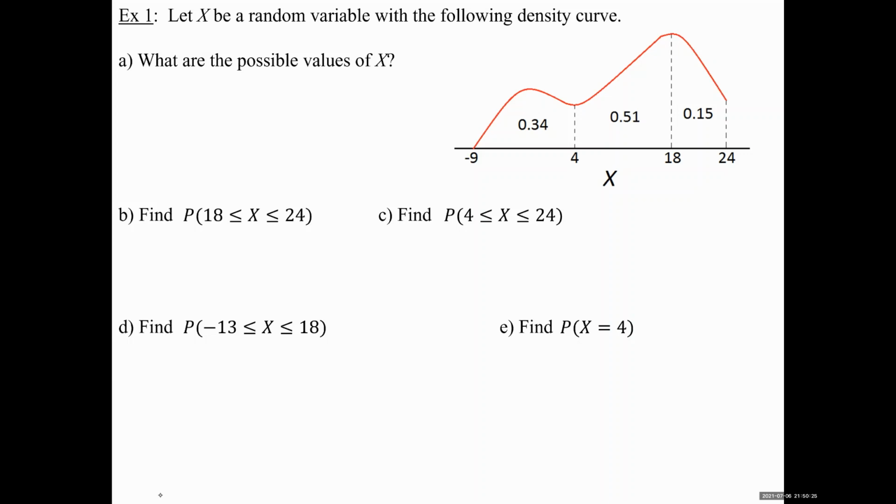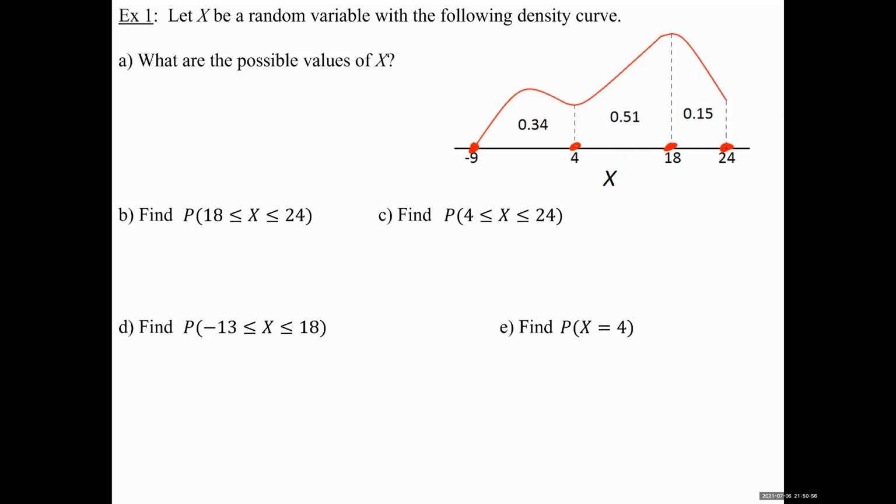You're supposed to look at the x-axis, the number line on the bottom there. And when you look there, you see the numbers -9, 4, 18, and 24. Someone will say, when asked for all possible values of x, again, I'm asking what are all the numbers in the bag, students will say -9, 4, 18, and 24 are the numbers in the bag. And they're wrong, because if it was just -9, 4, 18, and 24, and that's it, this would be a discrete random variable.